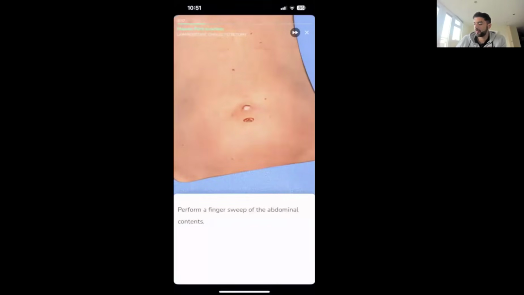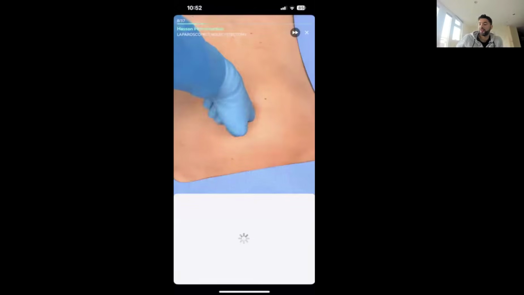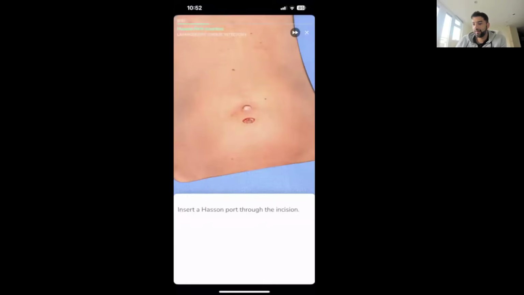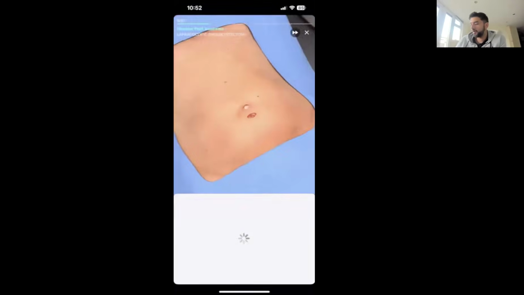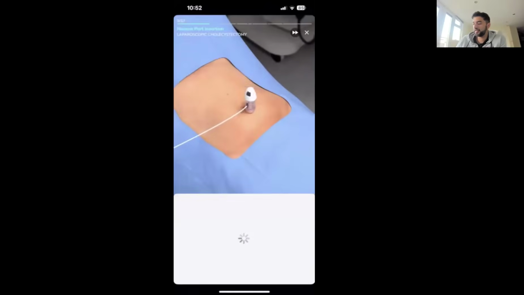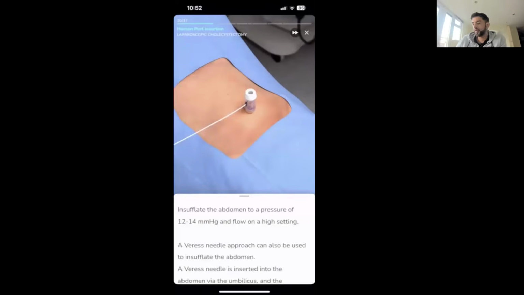Once you're in the abdomen, this is a bit gross, so if you're eating, you can turn off for a bit, but you basically stick a finger in to widen it up, and just make sure there's plenty of room. And then what happens is you put the port in. So this is the main port where the camera goes, and this is just next to the belly button.